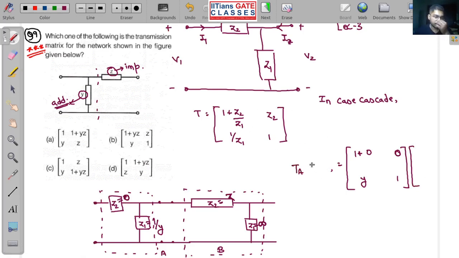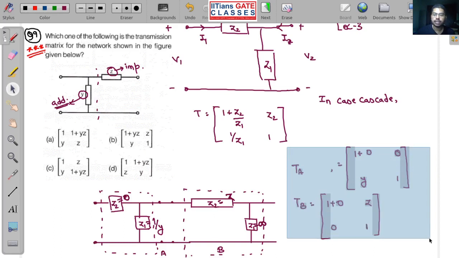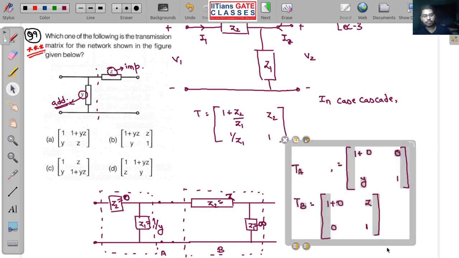So let me write it in the next line only, TB, and then we are going to multiply. So what is TB? Transmission parameters of network B. 1 plus Z2 by Z1, so Z by infinite, that will be 0. What will be Z2? Z2 is Z. 1 divided by Z1, it will be 0, because 1 divided by infinite is 0, and this will be 1. So now I need to multiply TA and TB. If I do that, I will be getting the result. So in the next page I am solving.